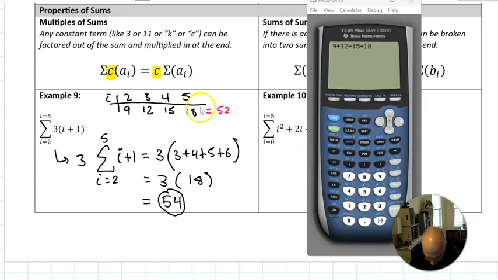Just to double check that, let's add the numbers up top and see what we get. And we get 54, which agrees. So that's one way to quickly evaluate a sigma, is to factor out any constant terms.